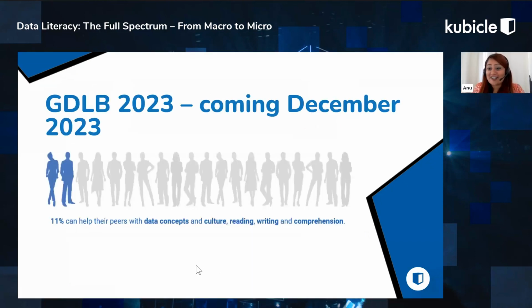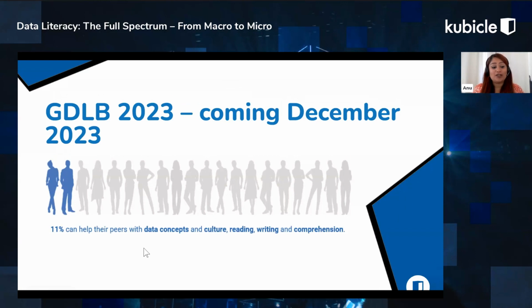So, excitingly enough, Jane, I hear that this year's report is about to drop in December. I thought it was interesting to see that in the last report you mentioned that almost 44% of people needed help with concepts and culture of data in general. But this year's report, and thanks for sharing an excerpt of the report that's due to still be dropped with us here at Cubicle, only 11% can help people actually with those concepts and culture. So is there any good news? Has the gap widened? Are we doing better? What do you think?